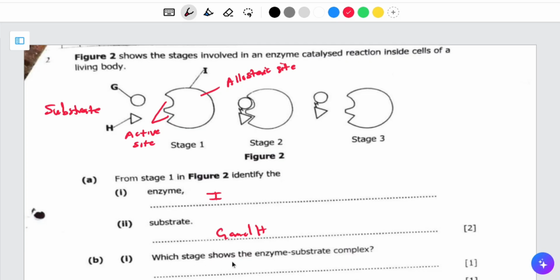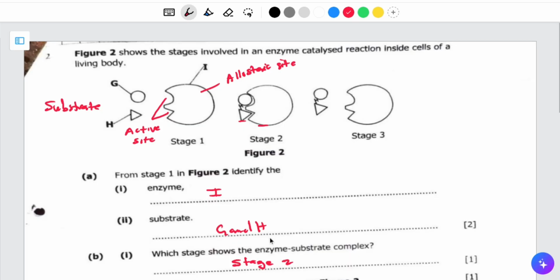Then which stage shows the enzyme substrate complex? When you have an enzyme substrate complex, that is where the substrate binds to the active site of an enzyme. As you can see here, these 2 substrates are bound to the active site of an enzyme. So we have this enzyme as well as the substrate. We can say it is stage 2. That is where we have the enzyme substrate complex.